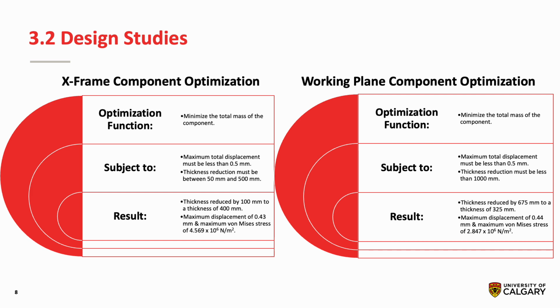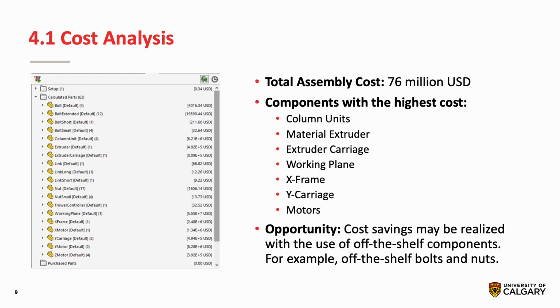The result of the design studies optimization procedure found that the optimal thickness of the X-frame should be 400 millimeters and the optimal thickness of the working plane should be 325 millimeters. Upon completing the design optimization, the total cost of the assembly was determined to be $76 million. It was also found that the larger components contributed the most to the total cost. One possible opportunity would be to use off-the-shelf bolts and nuts to reduce this cost value.